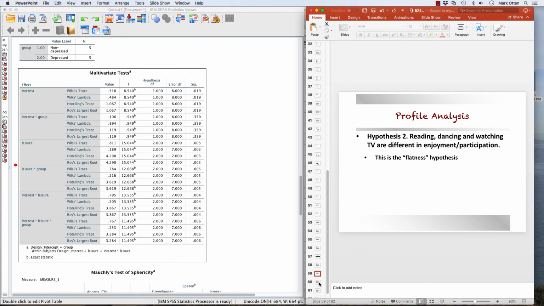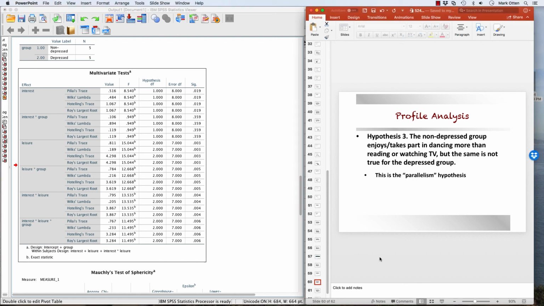All right, let's look at hypothesis 3. Hypothesis 3 is the parallelism hypothesis. There's a lot of layers to this one. It's a very cool hypothesis. The non-depressed group takes part in dancing or enjoys dancing, one or the other, more than reading and watching TV, but the same profile is not there for the depressed group.